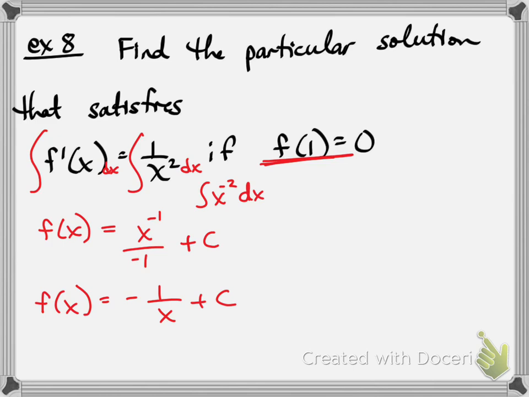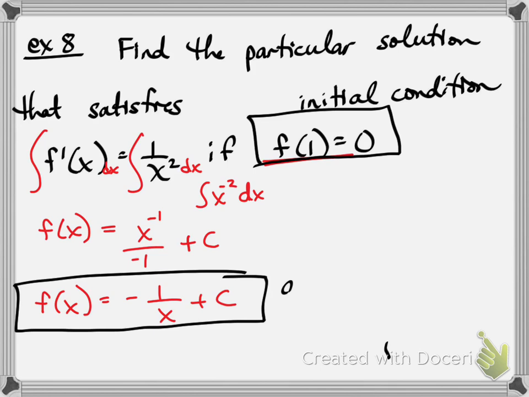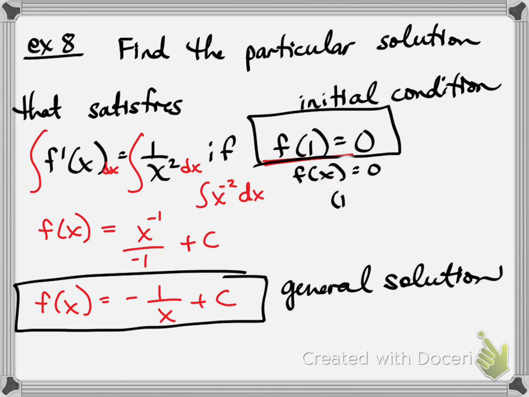Now, that's a general solution. We want the particular solution that satisfies this initial condition. And this is the general solution because it's good for any constant, but we want the particular solution where it's not just a c, we want the particular c value. So we're going to take this initial condition, which gives us an ordered pair. If f of x is 0, then x is 1, and f of x is y, so y is 0. So that's the ordered pair 1, 0. We're going to plug it in.